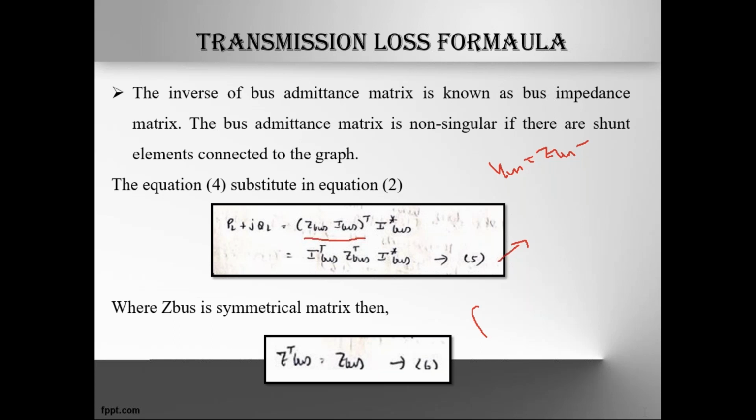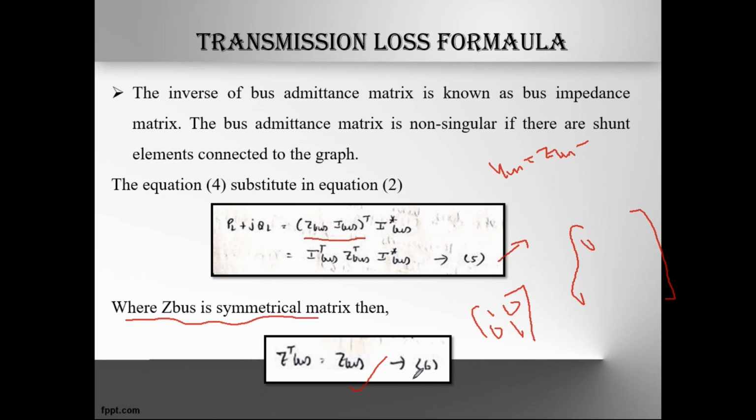Why? Because I will show you how it is possible. 1 0 0 1. If you apply the transpose, you will get the same matrix, right? So this is the condition. When the Z bus is a symmetrical matrix, then you will get like this. So for a symmetrical matrix, when you are considering the mutual impedance values, mutual impedance means only the corner values, right? So at that condition, you can satisfy this equation 6. So this condition is satisfied when Z bus is symmetrical.